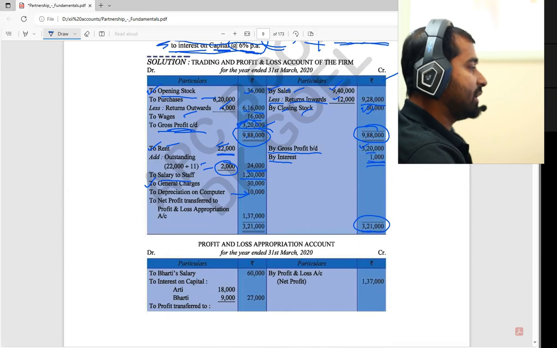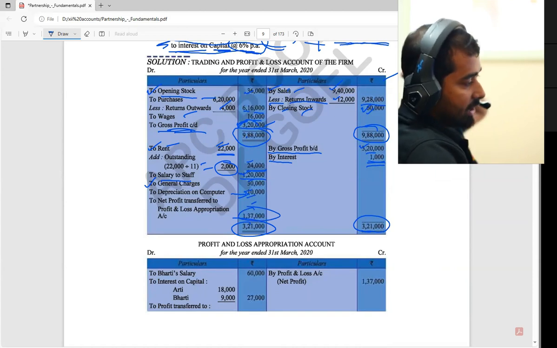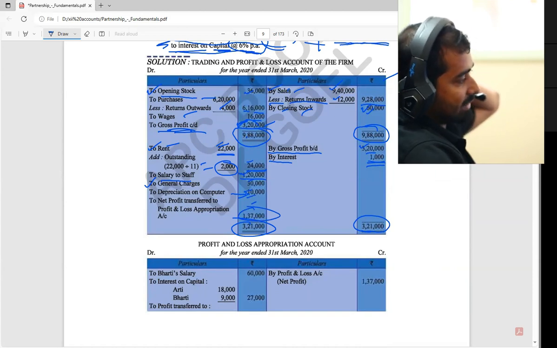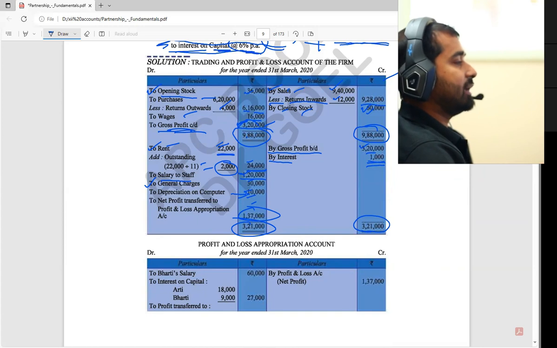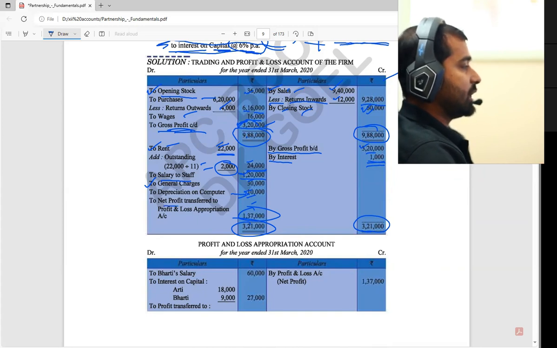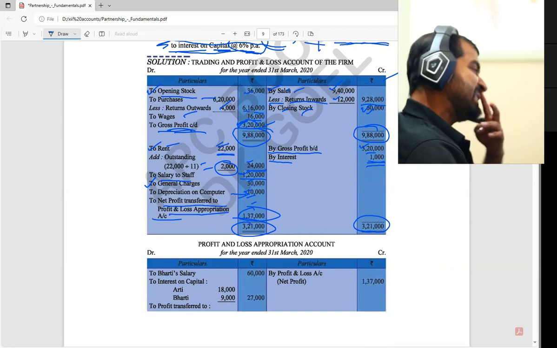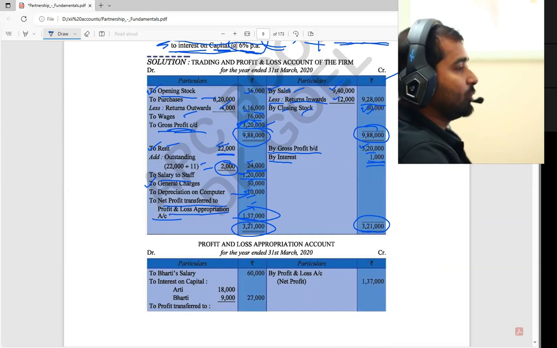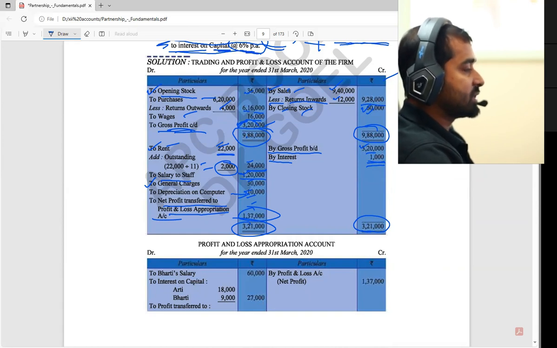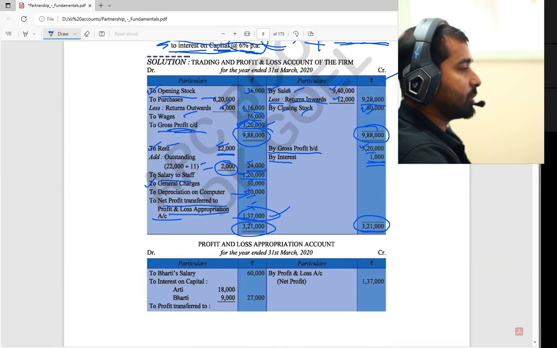3,21,000. So on both sides I have written 3,21,000. After subtracting all the expenses, we get 1,37,000. Now you can find out that 1,37,000 is my net profit. So the net profit is transferred to the profit and loss appropriation account, and we will use this net profit for making our profit and loss appropriation account.